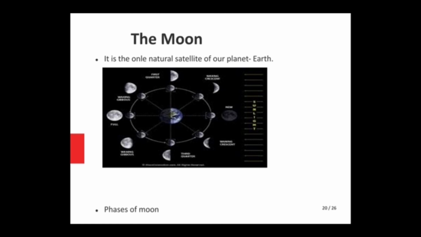When the dark hemisphere of the moon faces the Earth, we call it a new moon night or Amavasya. And when the bright hemisphere of the moon faces the Earth, we call it a full moon night or Purnima.